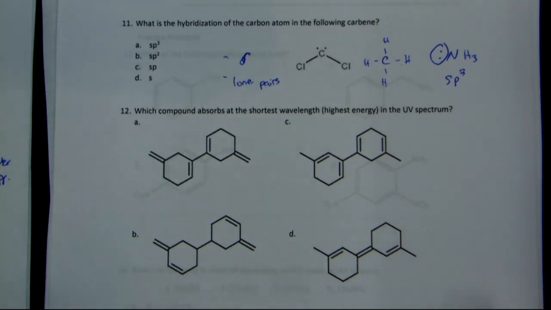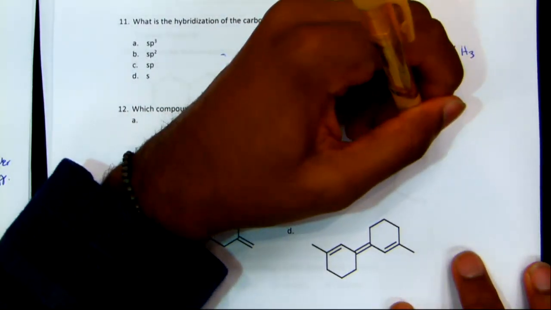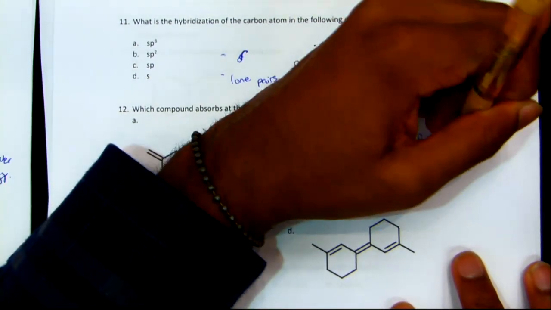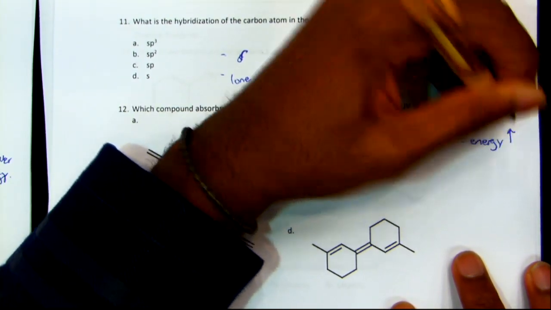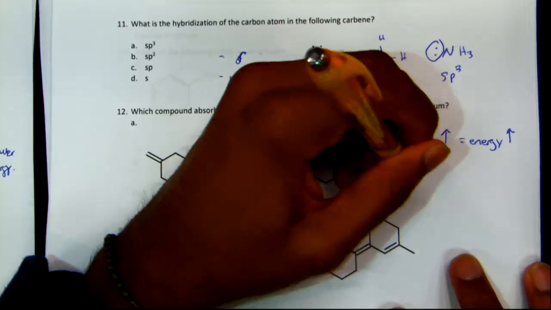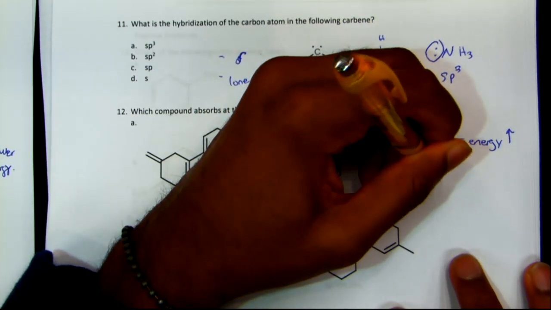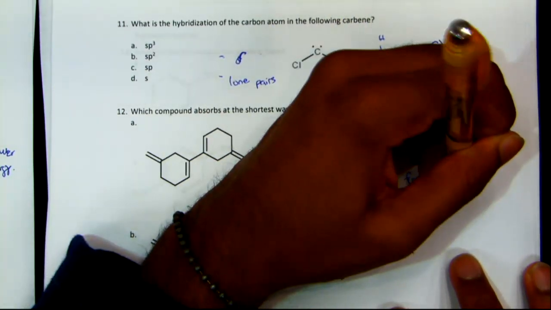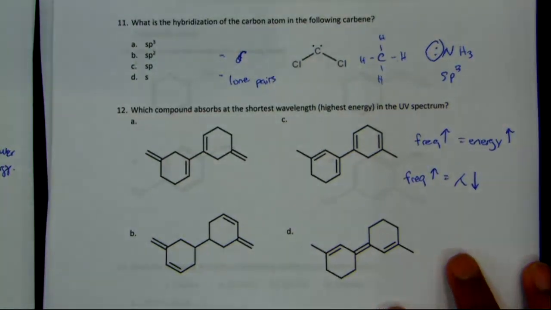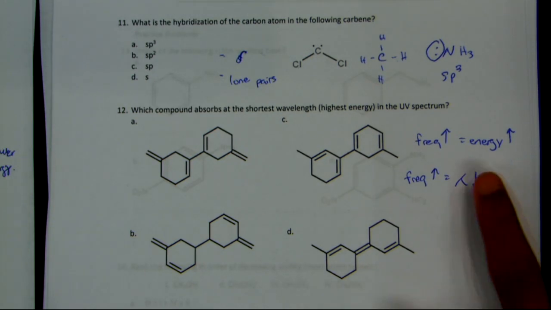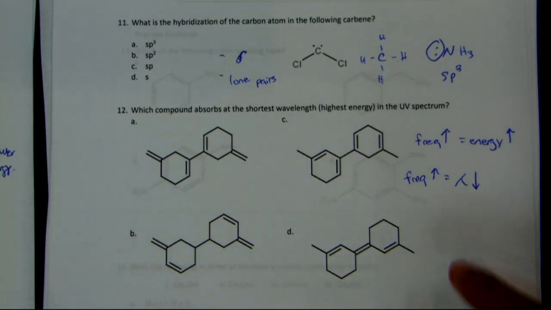Let me write it down. Let's put it out on paper. Frequency, high frequency equals high energy, and then frequency. This is the sign for wavelength. Does that make sense? If frequency is high, energy is high, or goes up. If frequency goes up, wavelength goes down. So the higher my wavelength, the more stable I am.